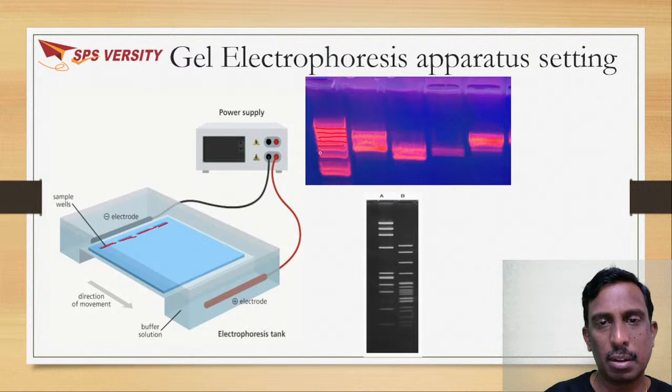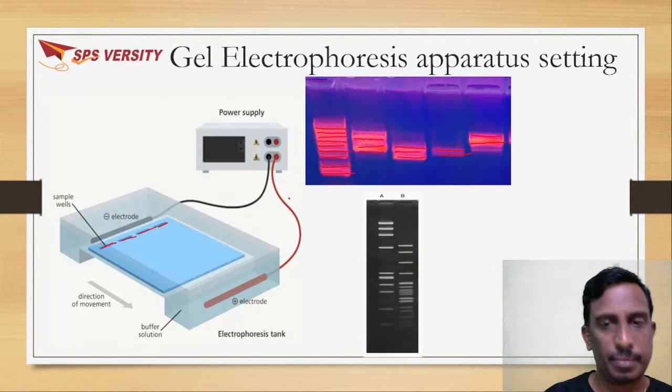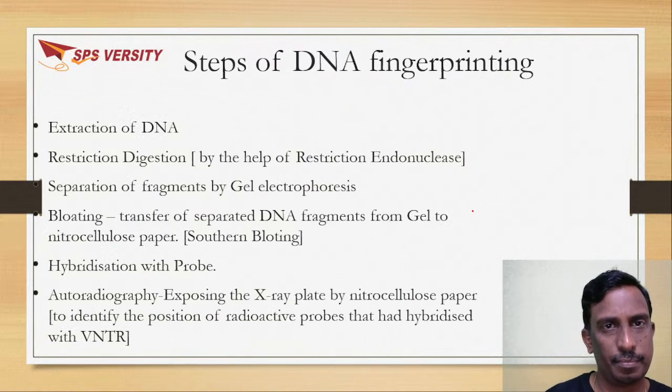By using ultraviolet rays and ethidium bromide, you can see the bands. According to their size, we can see different bands. And if we take the autoradiograph of this, we can see a picture like this, which are separated according to their bands.